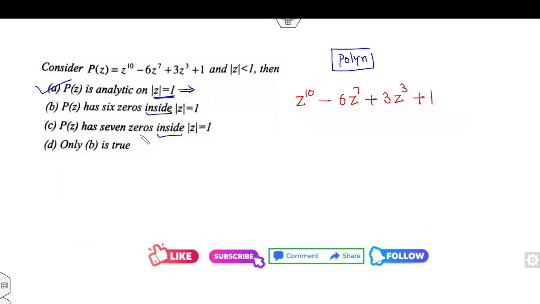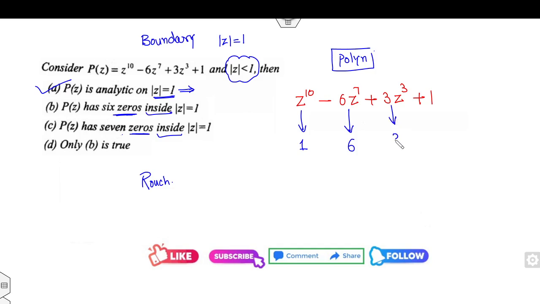Inside the circle, the number of the zeros. Once we are talking about the zeros, then we have applied the Rouche theorem. What is the circle? 1. बाउंड्री ऑफ द सर्कल इज 1. रिमेंबर हमेशा बाउंड्री पे निकालना आपको. तो बाउंड्री पे वैल्यू निकाल लेते हैं. दिस वैल्यू इज माय 1, एब्सोल्यूट वैल्यू इज माय 6, एब्सोल्यूट वैल्यू इज माय 3, एब्सोल्यूट वैल्यू इज माय 1.